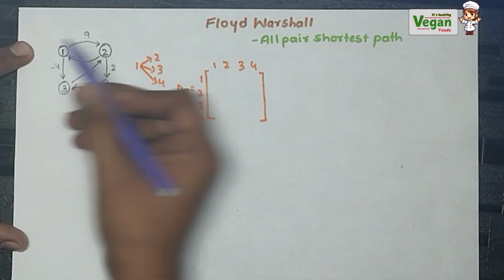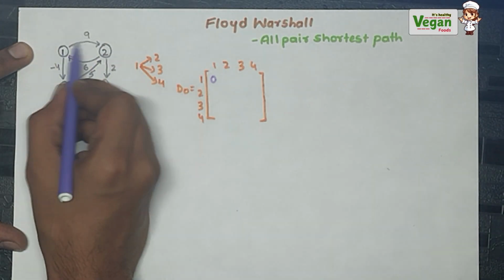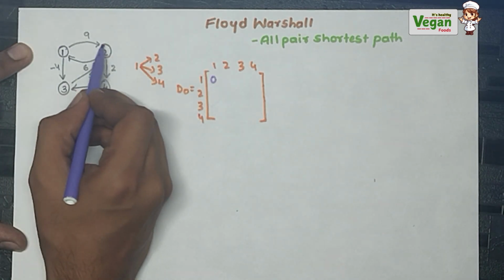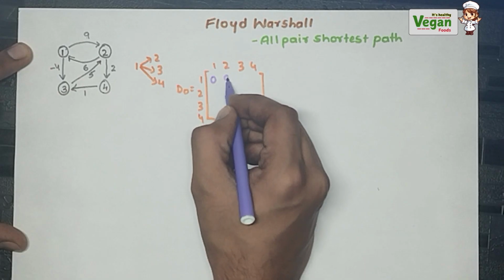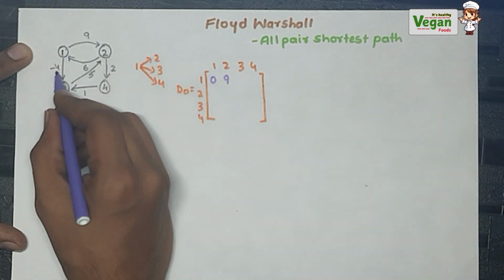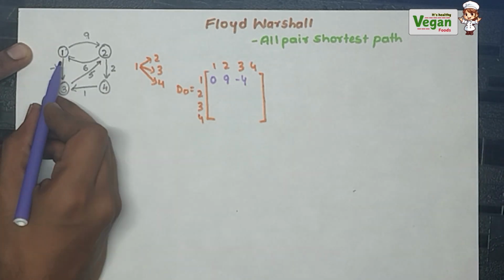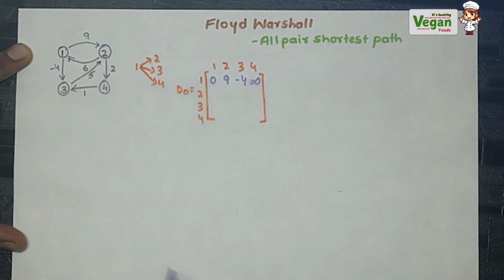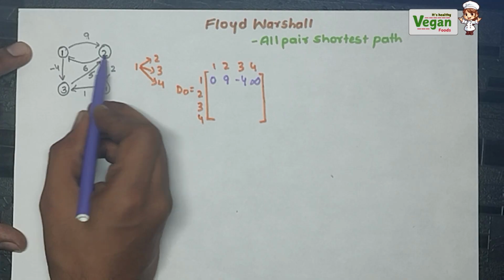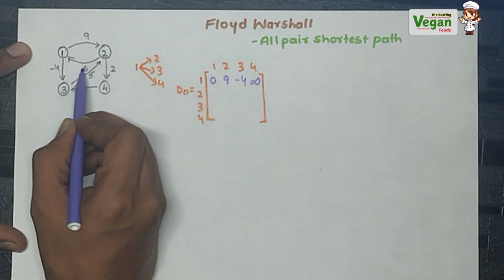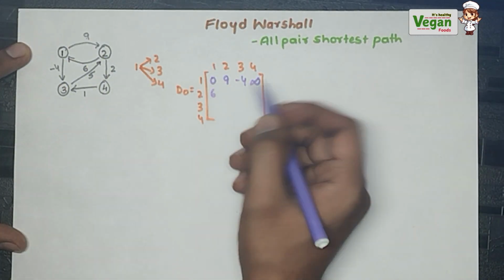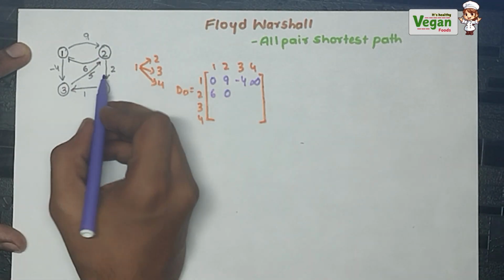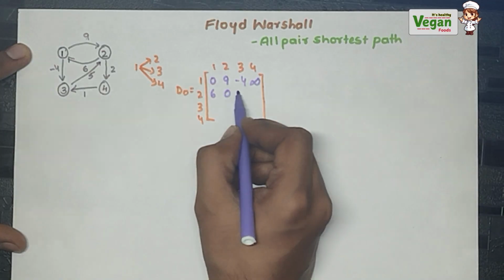1 to 1, there is no self loop, so 0. 1 to 2, if there is a directed edge, then only you must mark. 1 to 2, there is a directed edge, its value is 9. 1 to 3, it is minus 4. 1 to 4, there is no direct edge, so we will write infinity. Next 2 to 1, it is there, so its value is 6. Next 2 to 2, self loop is not there, 0.